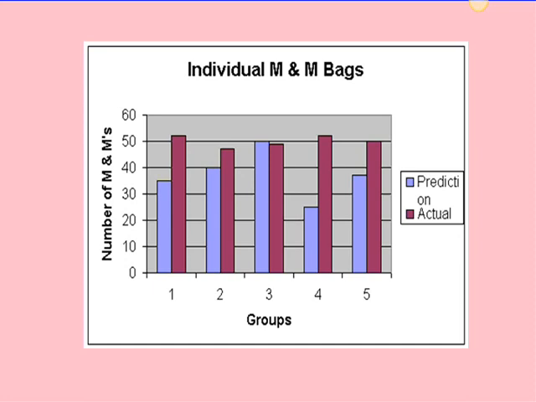Why do you think the bags varied in the actual amount of M&Ms? If you notice, Group 1 had a little over 50 M&Ms, Group 2 had about 48, Group 3, 49, Group 4, a little over 50, Group 5, right at 50.